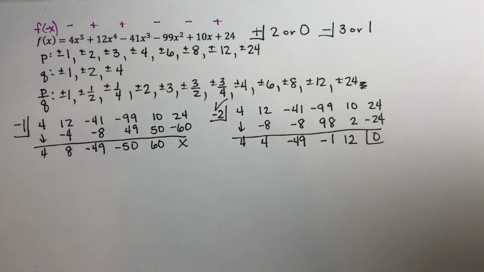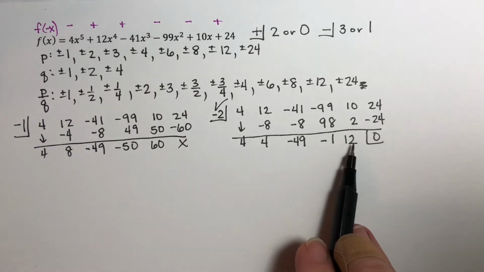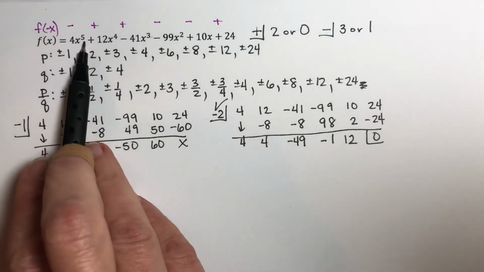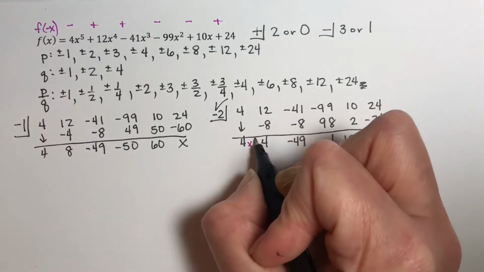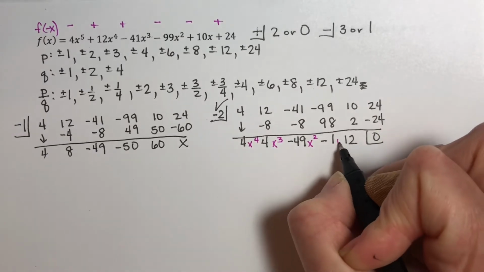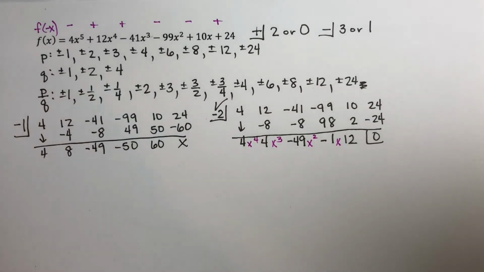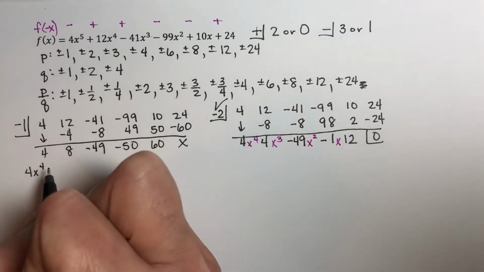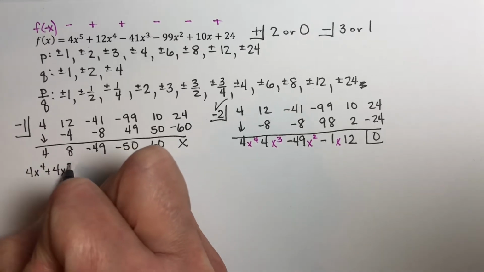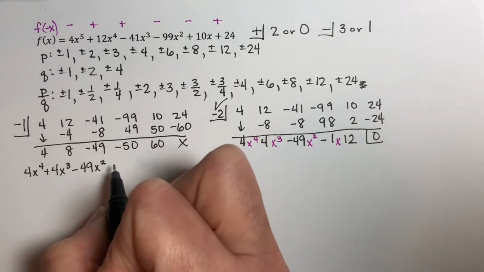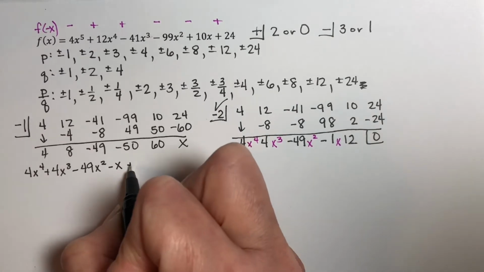Okay, so let's look at what we have here. We have one of our solutions, which means we've simplified what we have left here. This started off with a 5, so this is a 4. And so the new equation that I need to solve is 4x to the 4th plus 4x cubed minus 49x squared minus x plus 12.